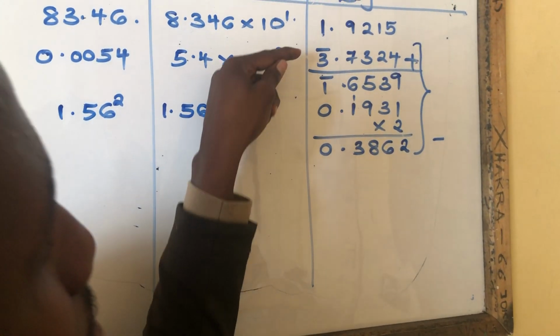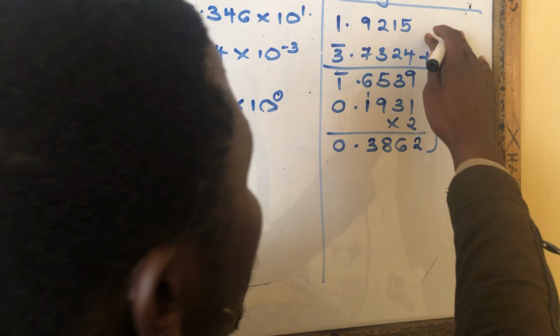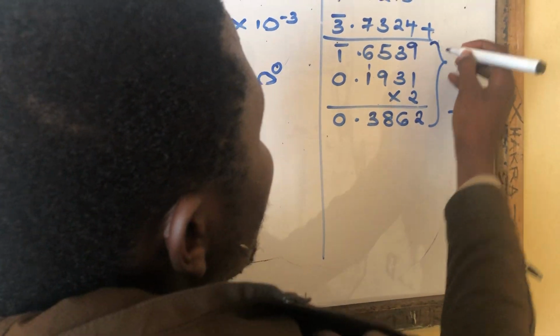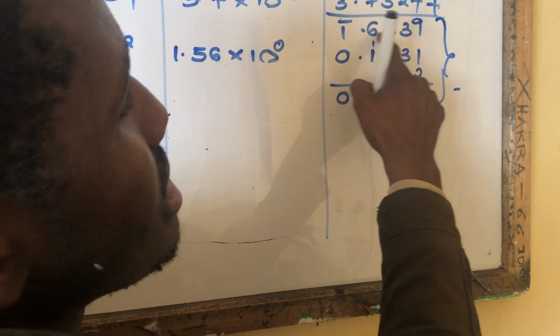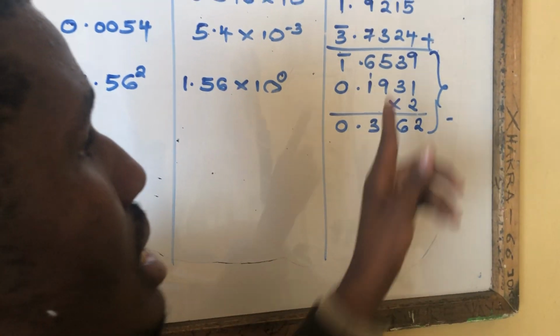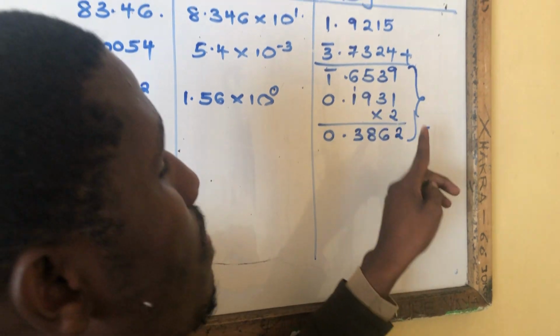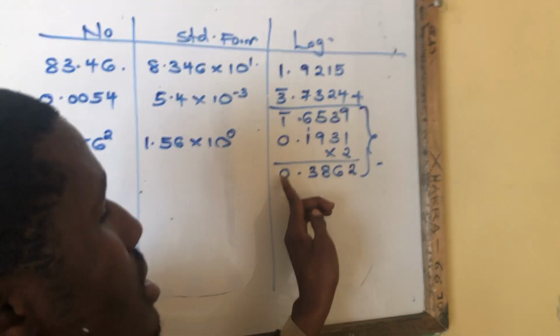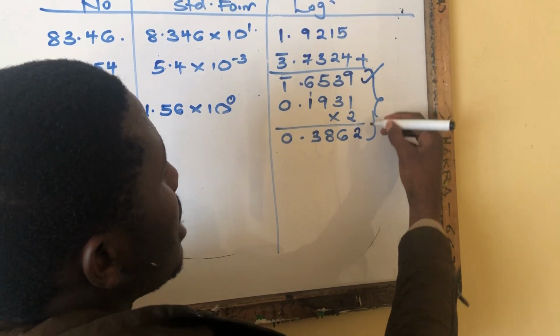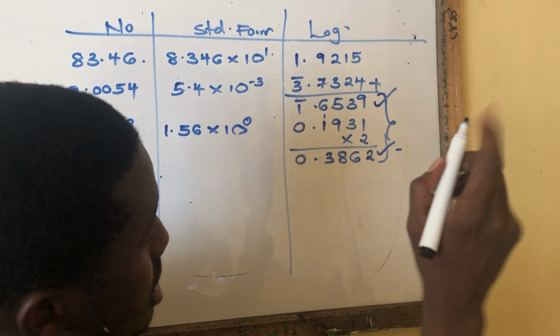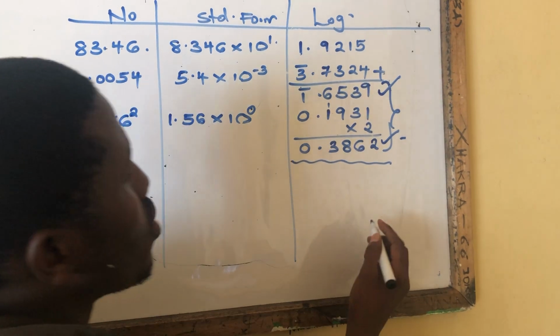Take note, we'll be taking this number, that is about 1.6539, the result of the numerator. Then we subtract from the result of the denominator. So take note, it is this number and this number that we are subtracting. So let's subtract the two numbers and see what we get.